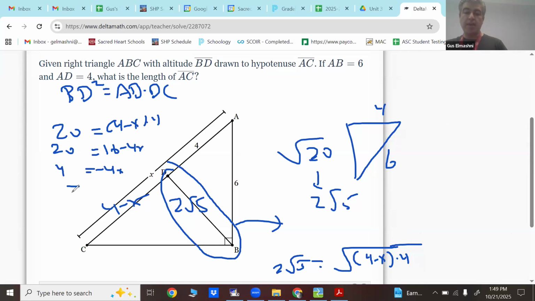Yeah, it's kind of weird. It's actually a negative number. Wait, does that make sense? That makes no sense. Hold on, I made a mistake somewhere. Give me a sec. What did I do wrong? 4 minus x times 4.